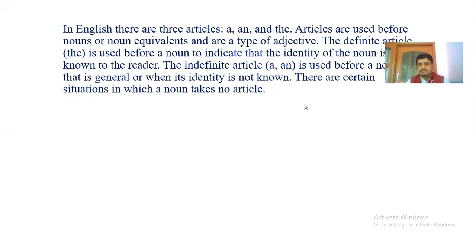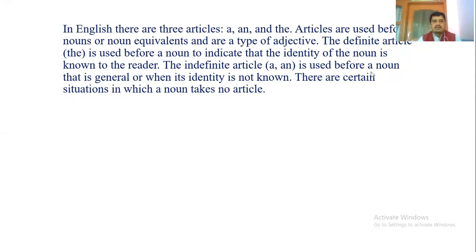What is article? Okay, in English there are three articles: a, an, and the. Articles are used before nouns or noun equivalents and are a type of adjective. The definite article the is used before a noun to indicate that the identity of the noun is known to the reader. The indefinite article a or an is used before a noun that is general or when its identity is not known. There are certain situations in which a noun takes no articles too.